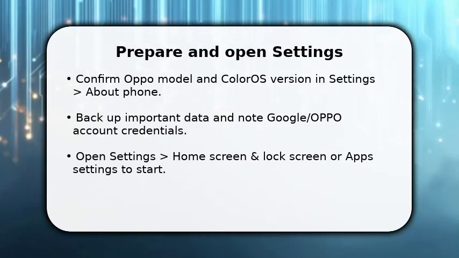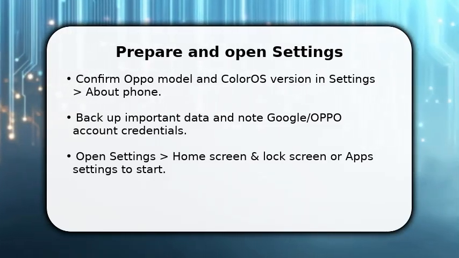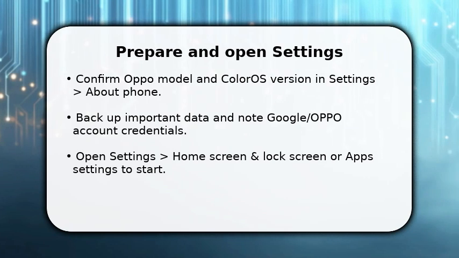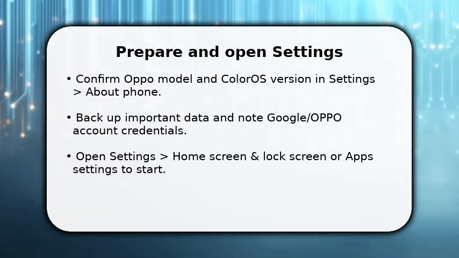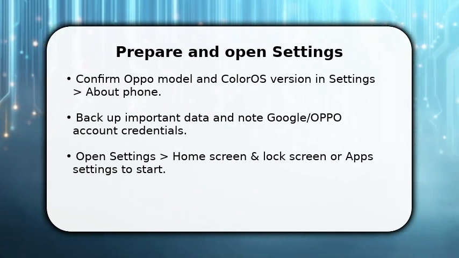You start by confirming your Oppo model and ColorOS version because menus vary. Once done, back up essential data so nothing is lost. Now unlock the phone and go straight to Settings.